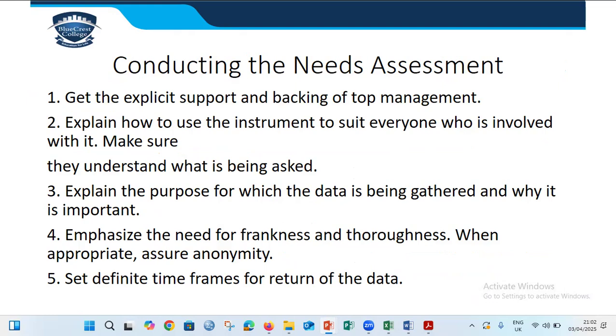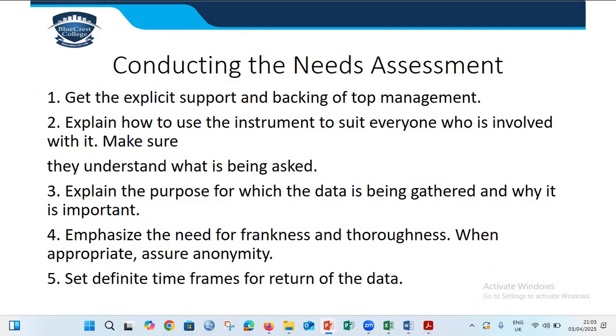Then you go to conducting the needs assessment itself. Okay, and here it requires that you have the support of management. If management is not in support of a particular training program that is being planned, then it's not possible that the training will hold. Okay, so you need to get the explicit support and backing of top management.